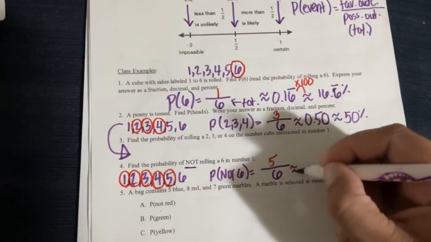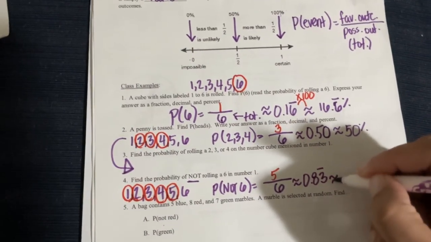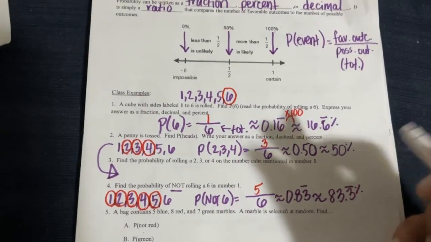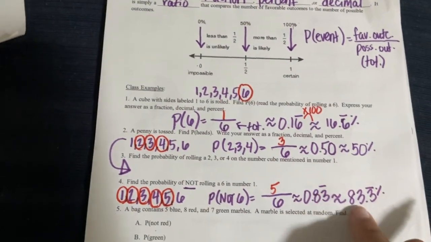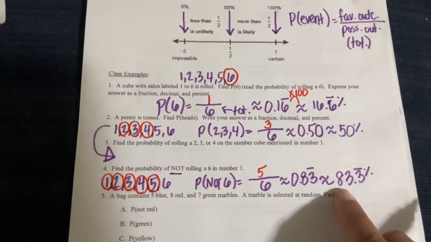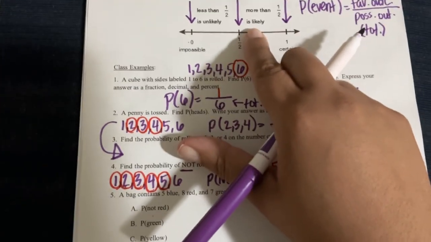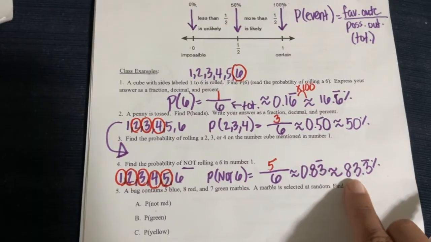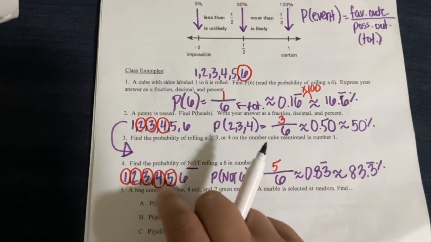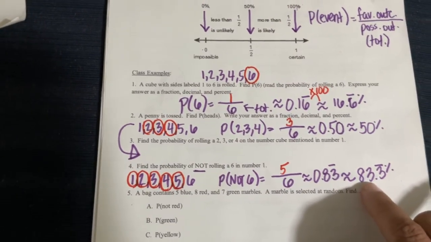And if I change that to a decimal, that becomes 0.83 repeating. And if I change that to a percent, this is going to be 83.3%. Now, going back to my number line, this number, 83%, is between 50 and 100. So the likelihood of me rolling that cube and getting any number other than 6 is likely because this percentage is much higher. I am most likely going to land any of these numbers. I have more options. 6 is not going to be included. So what are the odds that I'm going to roll 1, 2, 3, 4, or 5? It's very likely because this percentage is higher than 50, but not at 100.